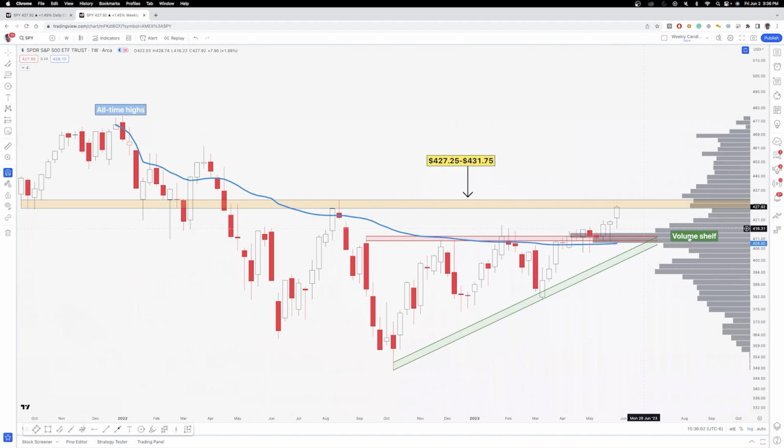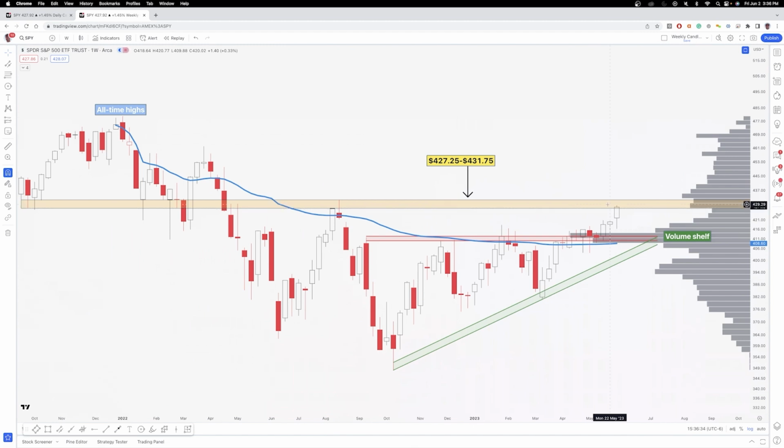You can see the volume shelf acted as a nice launch pad for price, something that I really like to hit on as much as I can because these setups can really produce some huge moves, especially when you don't have a lot of volume above. For example, here you can see once we broke out, there wasn't a lot of volume acting as friction for price. So that's how we were able to move pretty quickly and pretty aggressively through this general area up to this SR flip zone from 427.25 up to around 431.75.